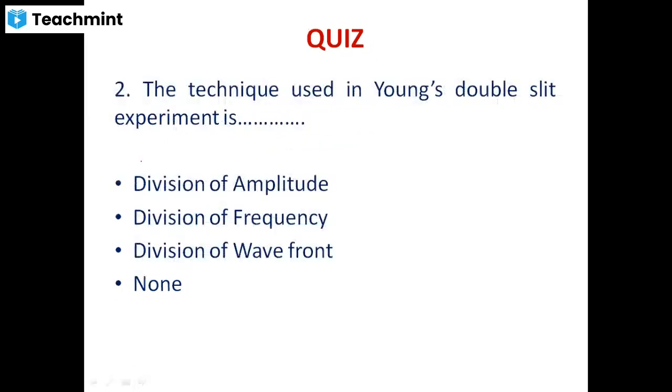Then question number 2. The technique used in Young's double slit experiment. So in Young's double slit experiment, what is the technique we are using? Yes. In Young's double slit experiment, we are using the division of wavefront technique. We are using the division of wavefront technique, right?